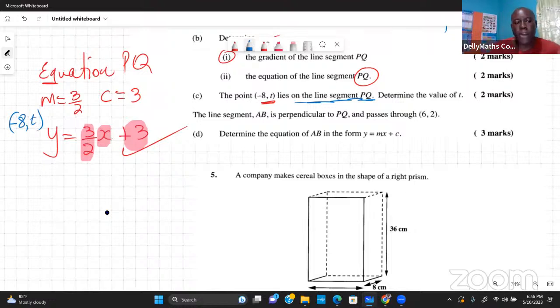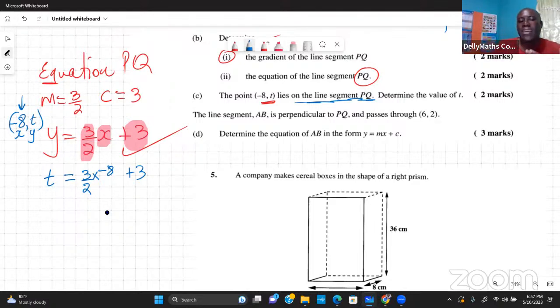Watch this. Let us employ substitution. Y is called t. I'm going to put it where the y is. So remember, this is your x, this is your y. So I am able to put the t where y is. So I have 3/2 times x, but x is -8. I'm going to put -8 here, plus 3. Take a look at what we just did. After substitution, the only unknown I have is to find that value t.